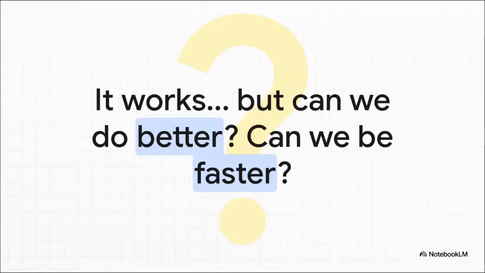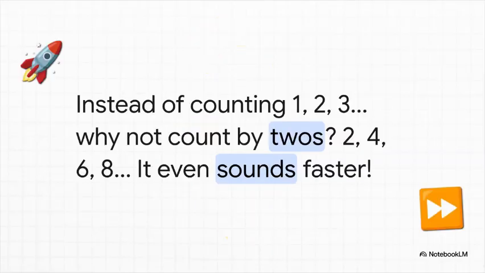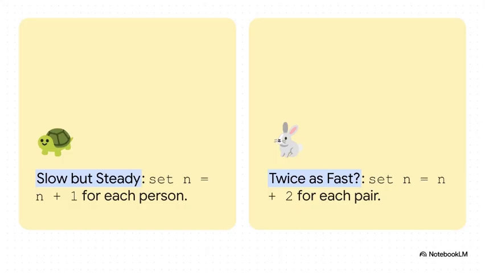We could stop there. But in the world of algorithms, correct is just the price of admission. The real game is asking, can we do better? Can we make it more efficient? Can we make it faster? What if instead of counting every single person, what if we paired them up? We could just count the pairs and go by twos. 2, 4, 6, 8. It just feels faster, doesn't it? Seems like it would take half the time. And look at how small the change is in our pseudocode. All we're doing is swapping out n plus 1 for n plus 2. One tiny little change to the instructions, but it completely changes how we're approaching the problem. We're going from slow and steady to twice as fast.